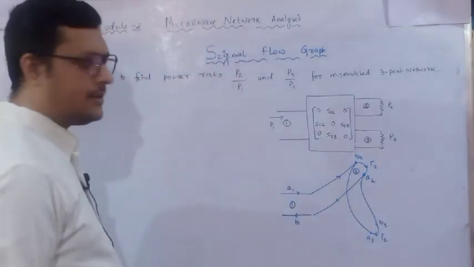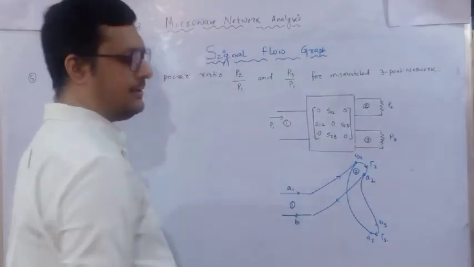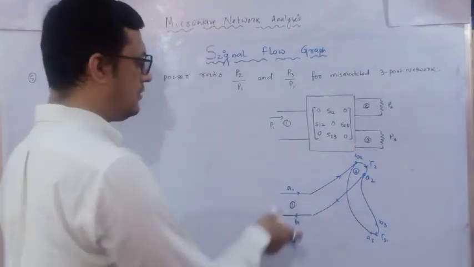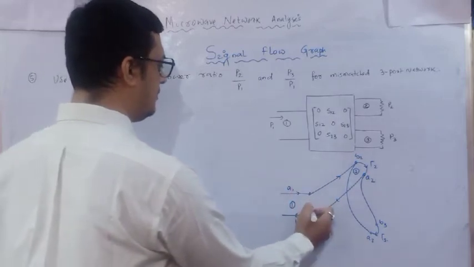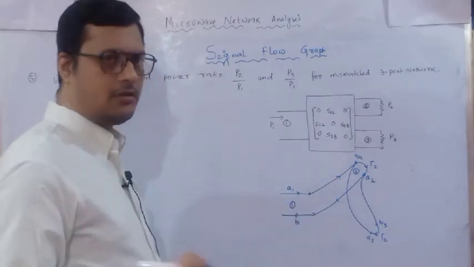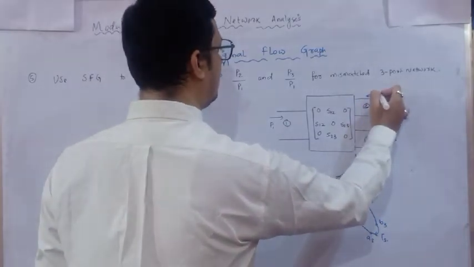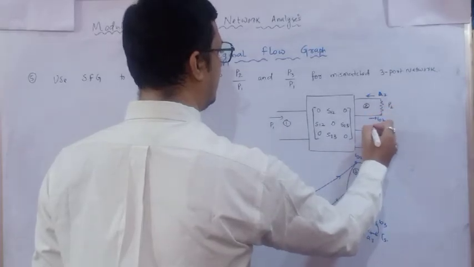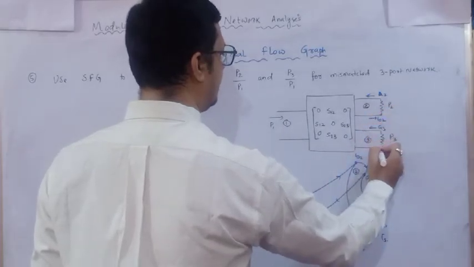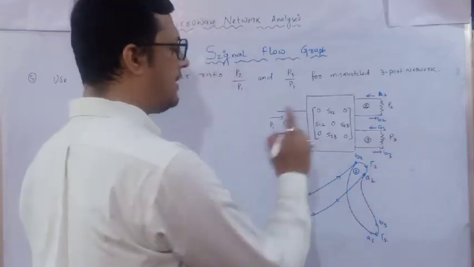Done. So first of all you have to analyze how to represent the port. So this is port 1, which I have identified here with 2 nodes, because A1 and B1 are the 2 nodes. Similarly for port 2, this is your A2 and this is your B2. Similarly this is your A3 and this is your B3. So these nodes I have identified. Then I have joined the parameters.